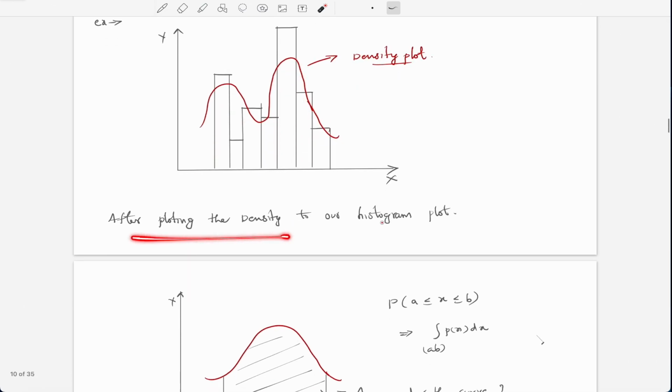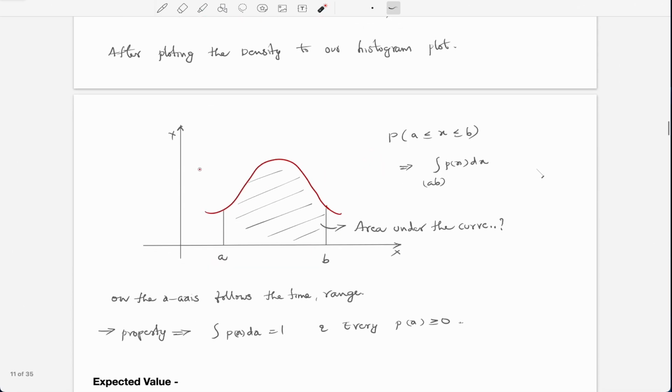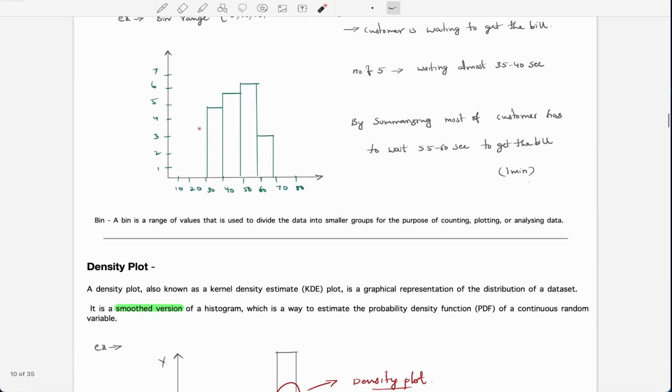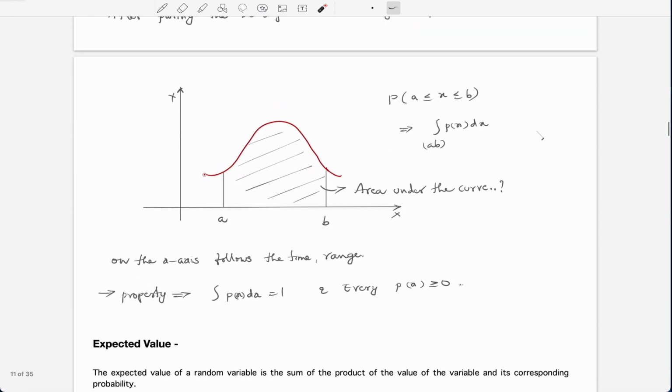So after plotting the density plot onto our histogram plot, how will it look? We simply remove these bins, and the plot will look like this. This is the area under the curve. We have seen in our previous lecture what this area under the curve is.